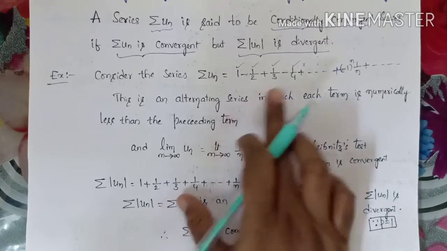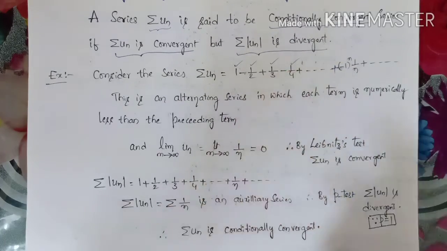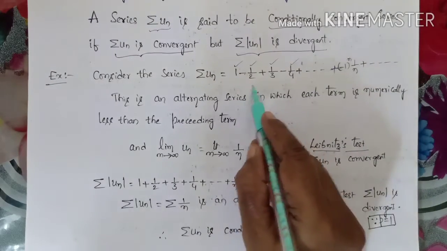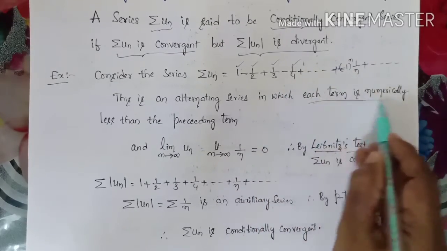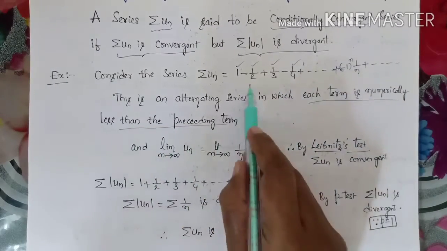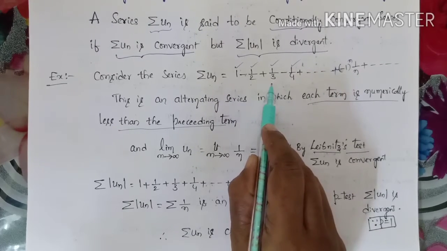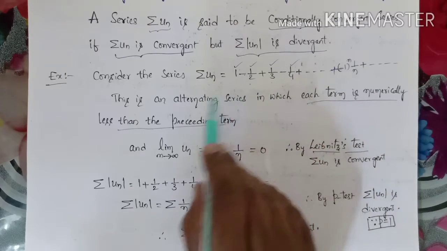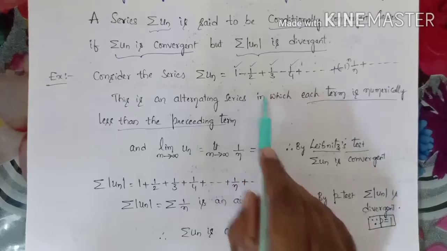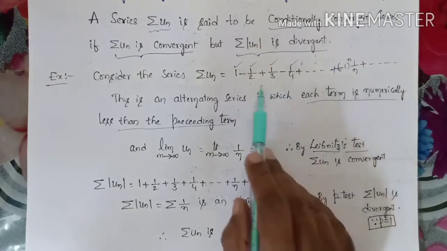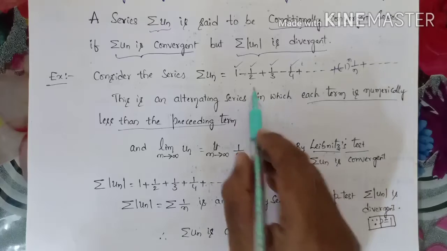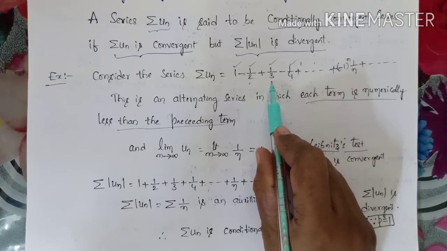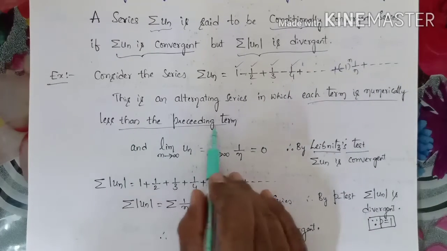To test the convergence of alternating series, we have only one test, that is Leibniz test. It has two conditions. Each term is numerically less than its preceding term. That means second term must be less than first term, third term less than second term, and so on. It is a monotonically decreasing sequence. That is the first condition. Here 1 by 2 is less than 1, 1 by 3 is less than 1 by 2, 1 by 4 is less than 1 by 3. Therefore, each term is numerically less than its preceding term.